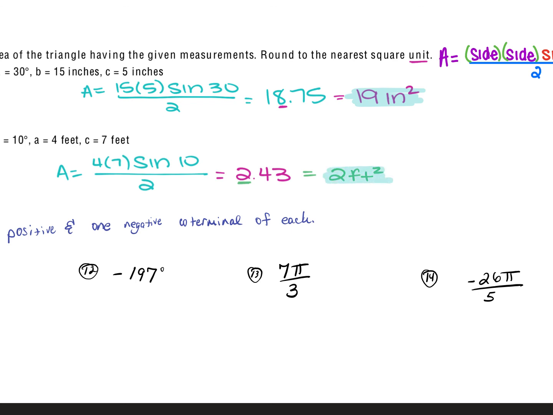Your next part, you're going to find one positive and one negative coterminal angle for each of these. Remember, the form in which your question is given to you is the form that your answer has to be given in. So if it gives you your question in degrees, your answer should be in degrees. Same thing with radians. If it's given to you in radians, your answer should be in radians.